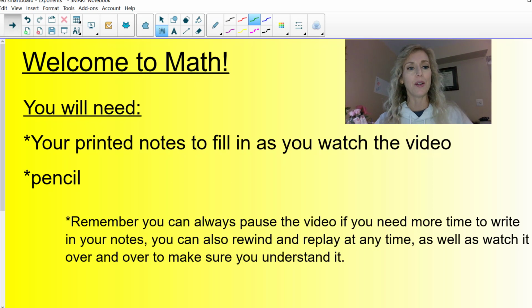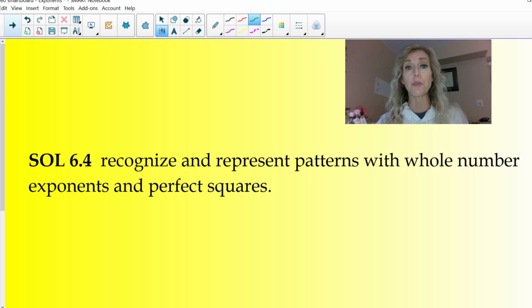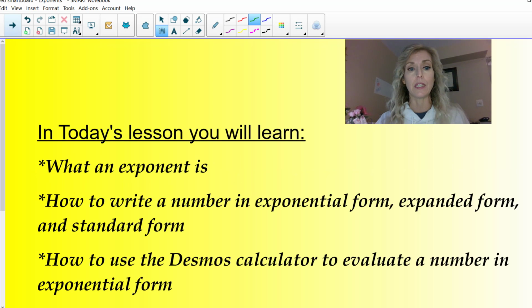So today, we are going to talk about standard 6.4, which is recognizing and representing patterns with whole number exponents and perfect squares. Specifically, today's lesson, you're going to learn what an exponent is, how to write a number in three forms: exponential form, standard form, and expanded form, and also how to use the Desmos calculator to be able to evaluate a number in exponential form. So let's get started.